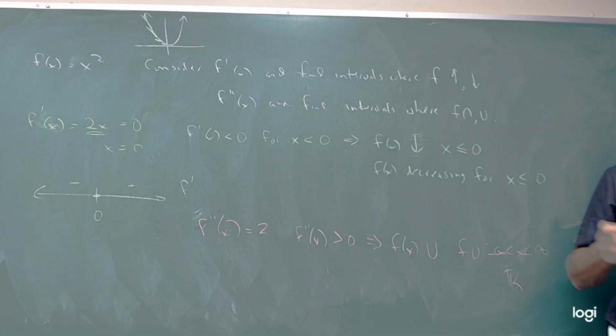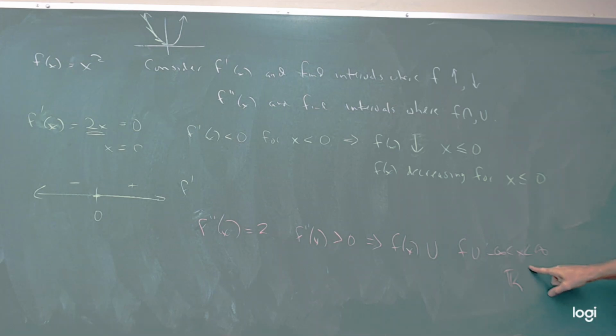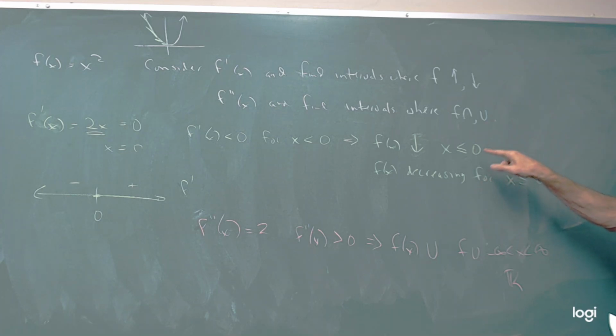Intervals where the function is concave up and concave down are always open. Never include the endpoints. Increasing, decreasing, always include the endpoints unless the function is not defined at that endpoint. Maybe it's a vertical asymptote or something like that. Okay?